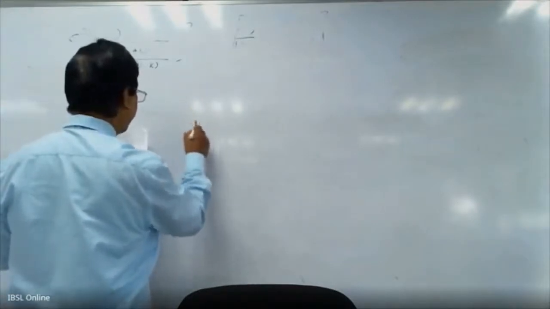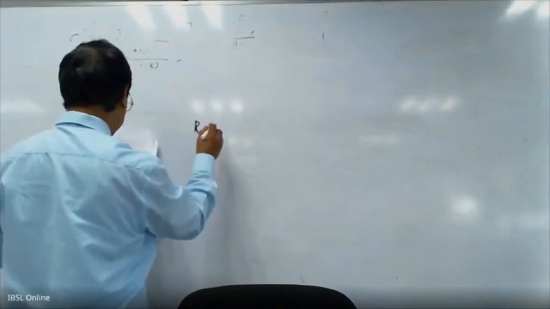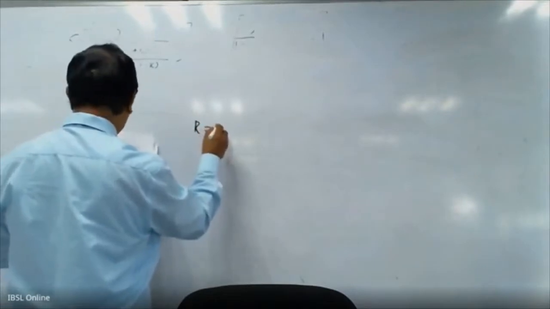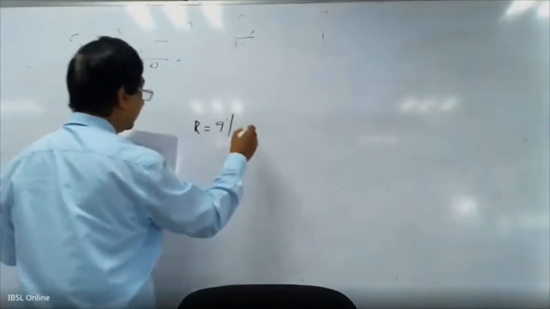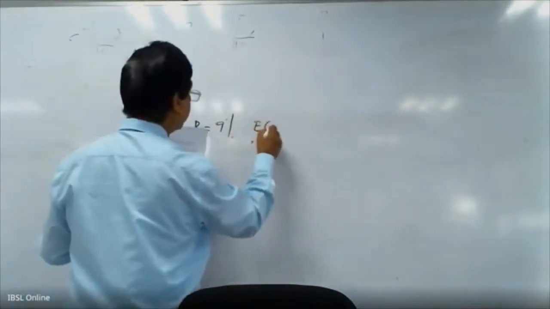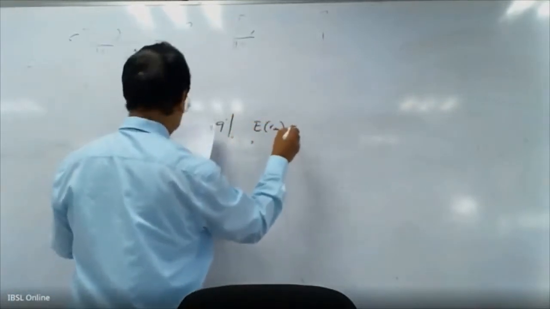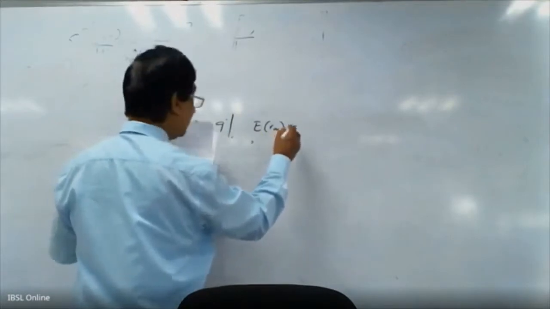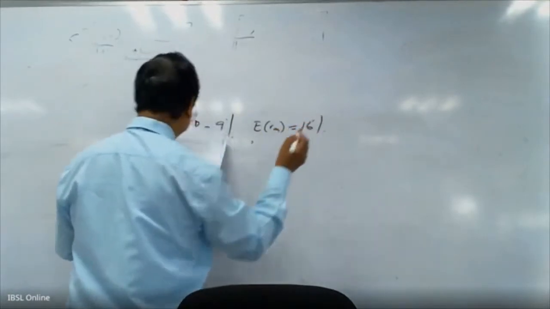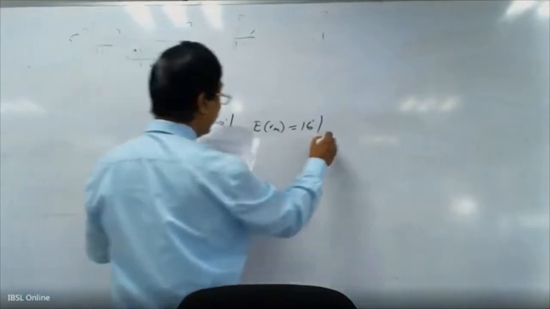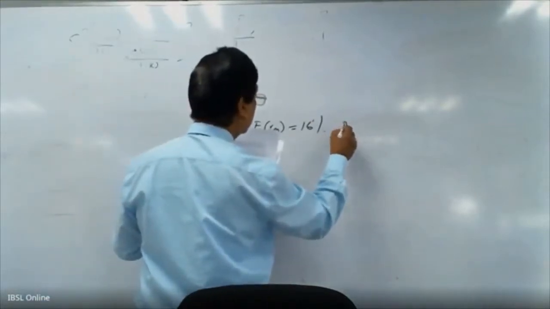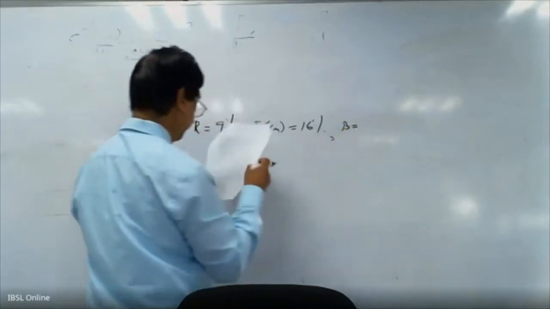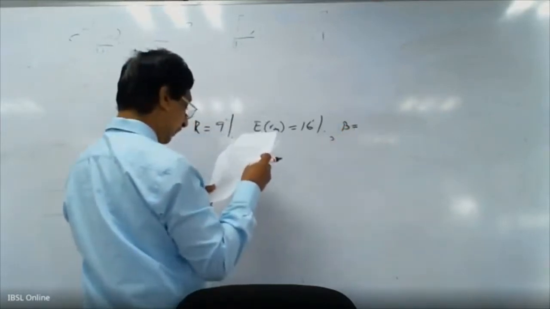Risk-free rate, that is R is equal to 6%. Sorry, R is equal to 9%. Market return, that is ERM, is equal to 16%, and beta is equal to 1.3.